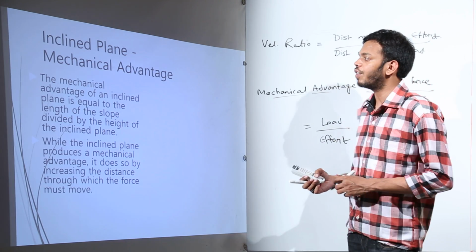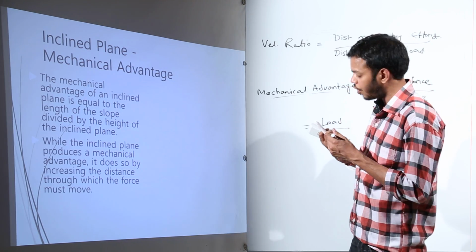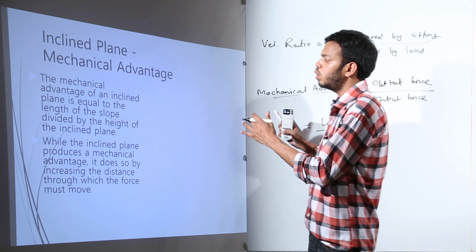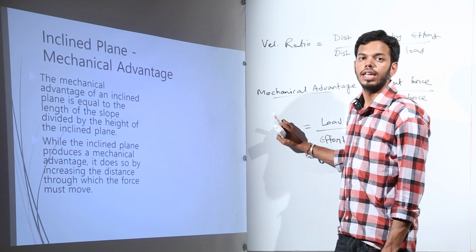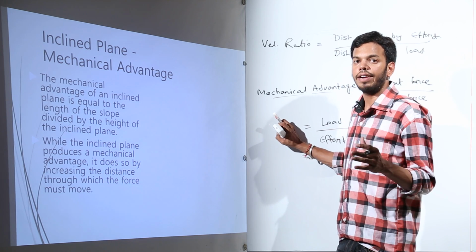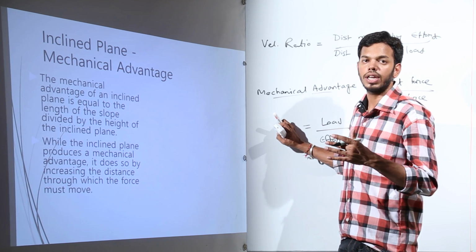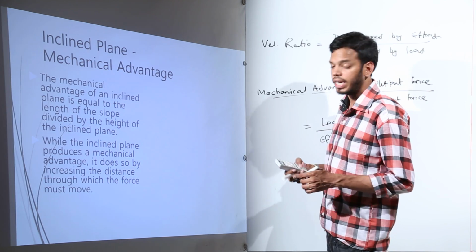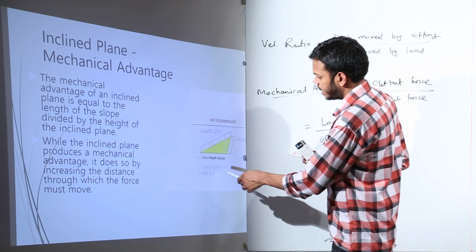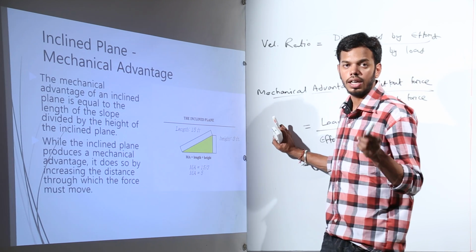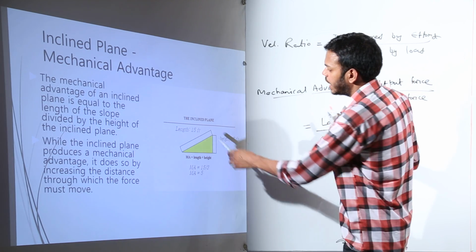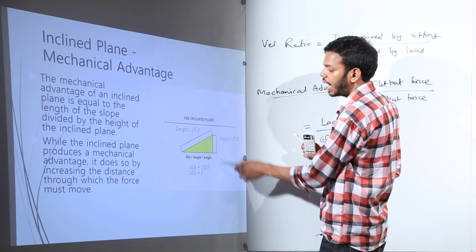So the mechanical advantage of an inclined plane, now comes our formula of mechanical advantage, is equal to the length of the slope divided by the height of the inclined plane. So we are finding mechanical advantage by length upon height of the inclined plane. For example, in the last diagram we had this 3 and 15. So according to this formula, we have the length of the inclined plane divided by the height of the inclined plane.